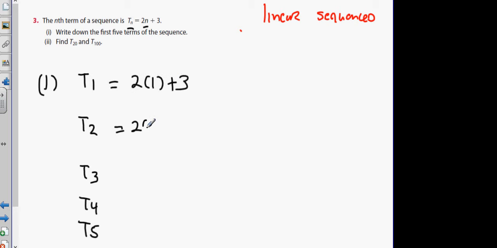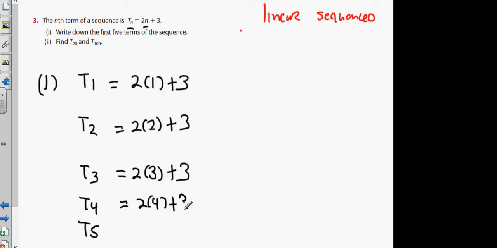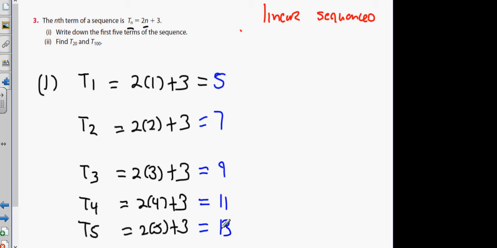The second one is 2 times 2 plus 3. The third one is 2 times 3 plus 3. The fourth one, 2 times 4 plus 3. And finally the fifth one, 2 times 5 plus 3. Now, what you're going to notice is the first one is going to be 5, second one's going to be 7, third one's going to be 9, next one's going to be 11, the one after that's going to be 13. Whatever number comes beside the n is the gap.